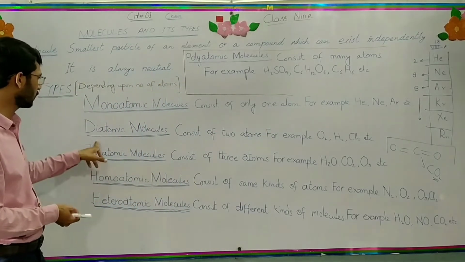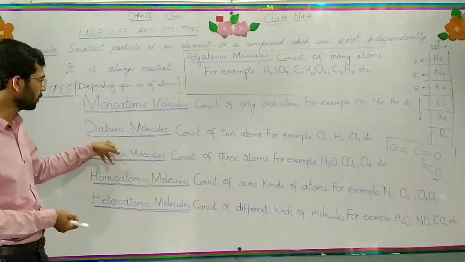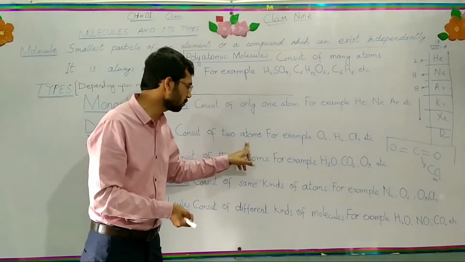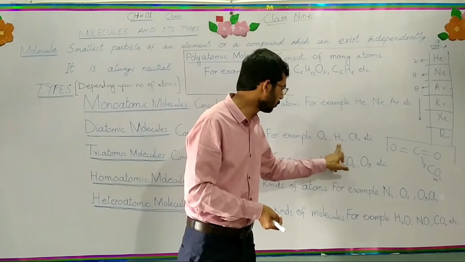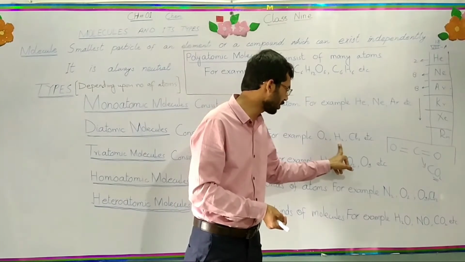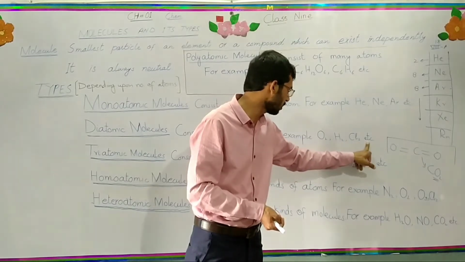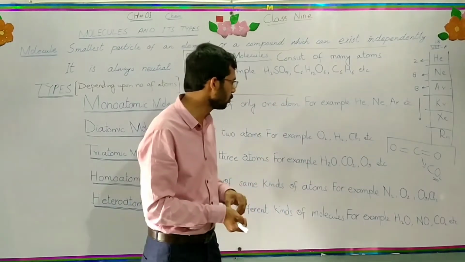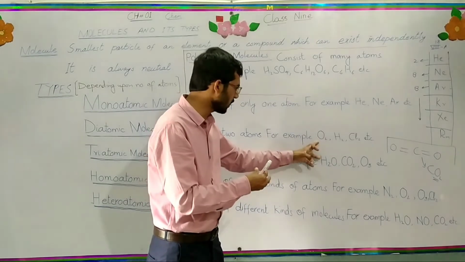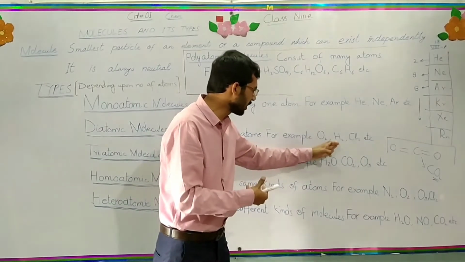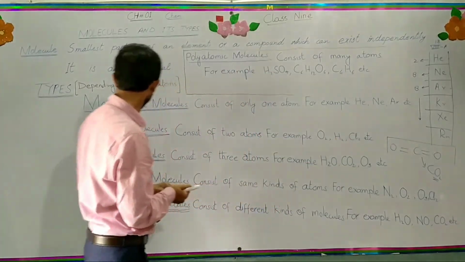And the second one is diatomic molecule. Diatomic molecules consist of 2 atoms. For example, a molecule of oxygen, a molecule of hydrogen, and a molecule of chlorine, etc. These are diatomic molecules because they are formed from 2 atoms of oxygen, 2 atoms of hydrogen, 2 atoms of chlorine, etc.